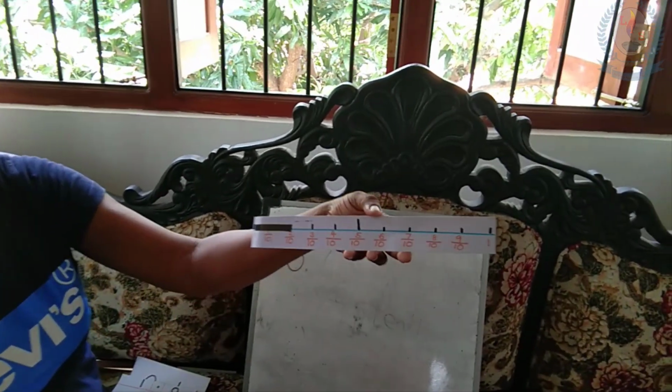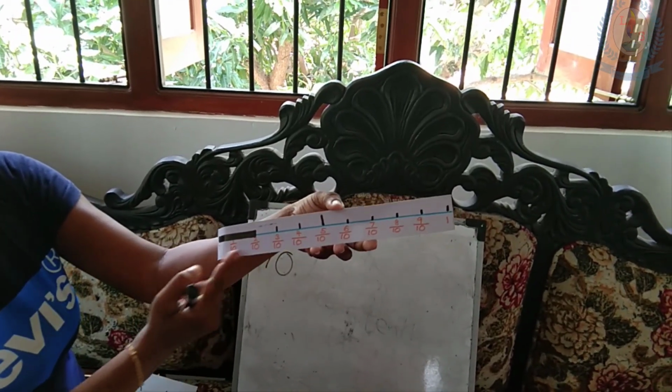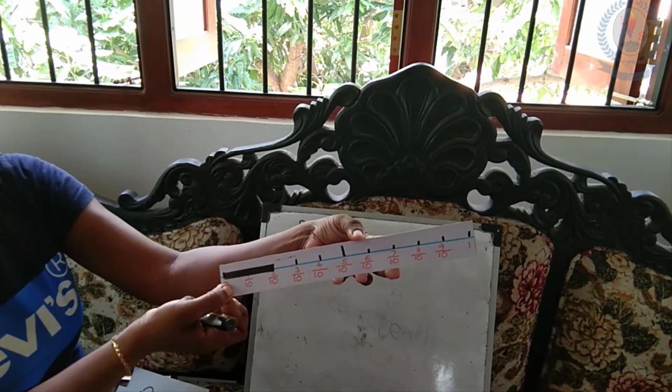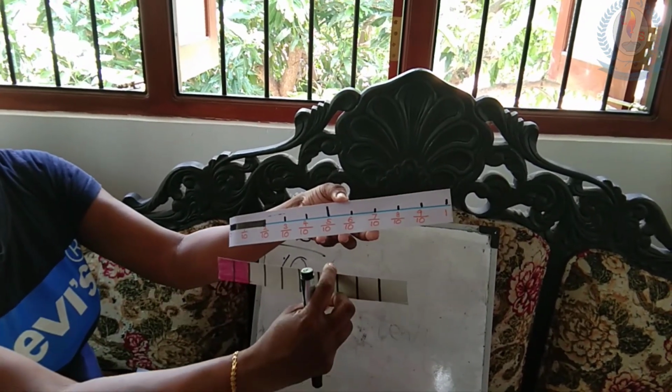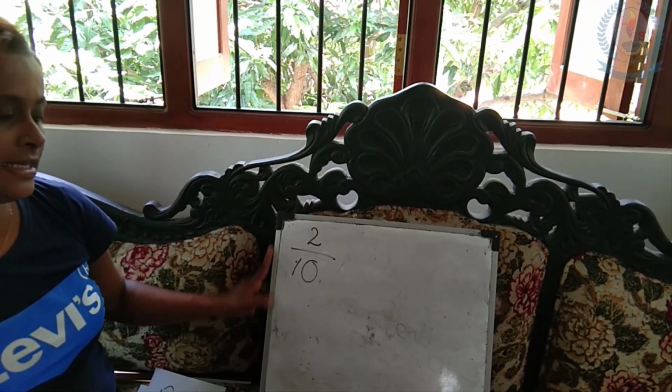The number line is this. From 0 to 1, there are 10 tenths, 2 tenths. This is the number line which represents this. Okay, now let's write this fraction as a decimal.